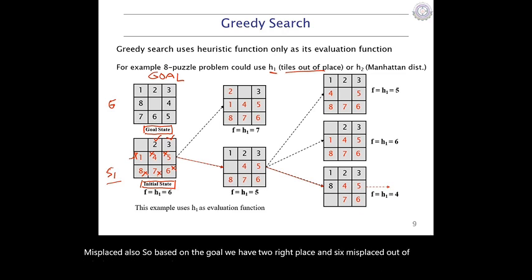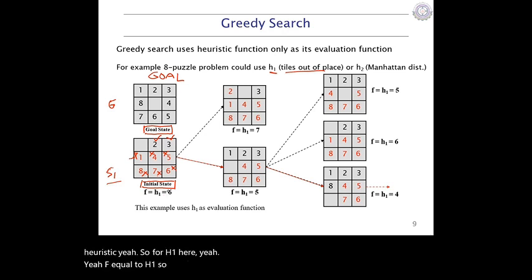right? So then for the heuristic function here, for the greedy search, the function is equal to the heuristic. So for H1 here, F equals H1. So how many tiles are out of place? Since we have counted here, we have 6, right? So the heuristic here, we have 6 out of place, isn't it?